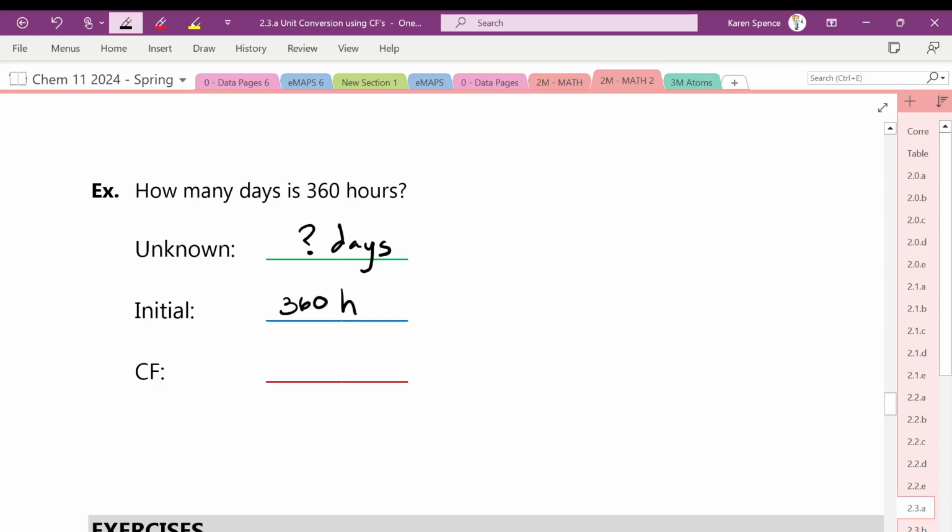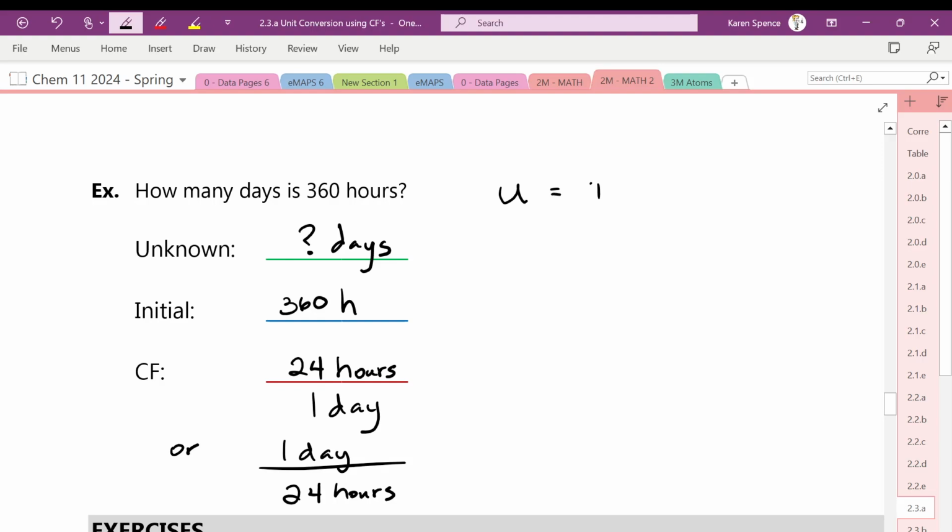And what is the conversion factor between hours and days? There are 24 hours in one day. Now remember, you could write that conversion factor as 1 day per 24 hours. You set up your problem by saying my unknown is equal to my initial times a conversion factor.